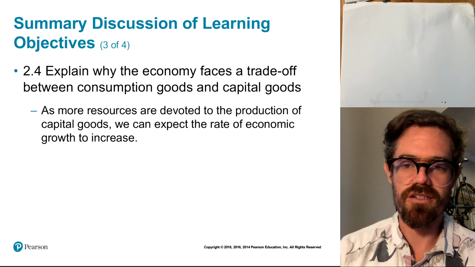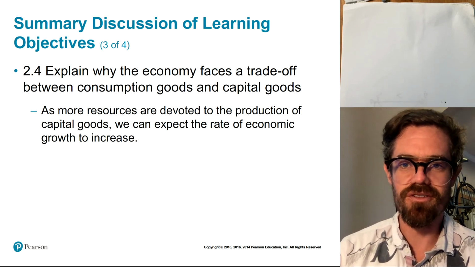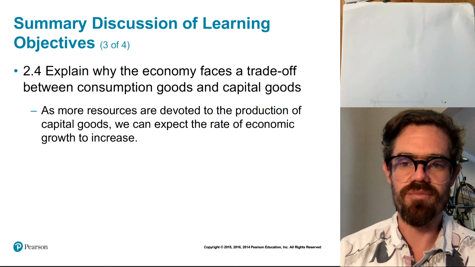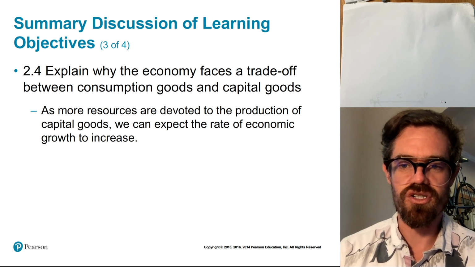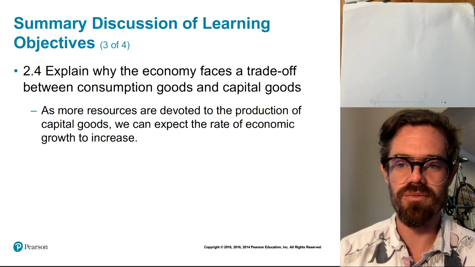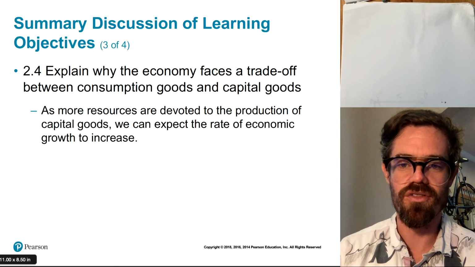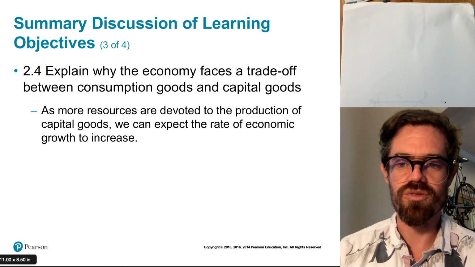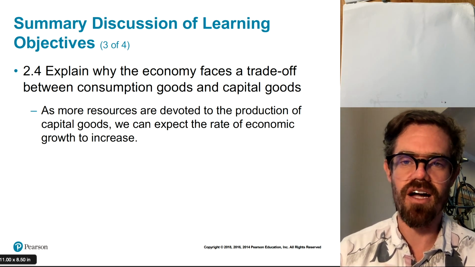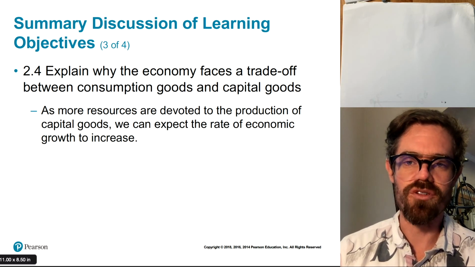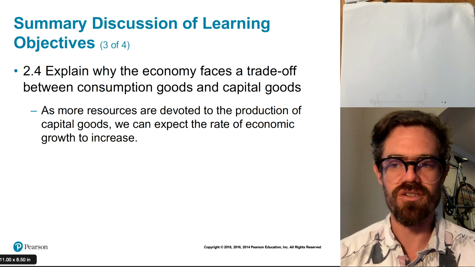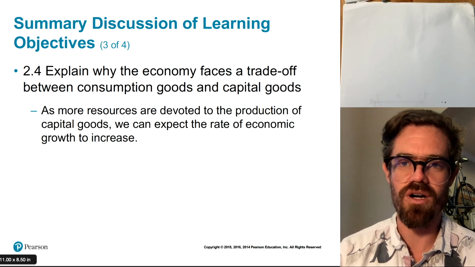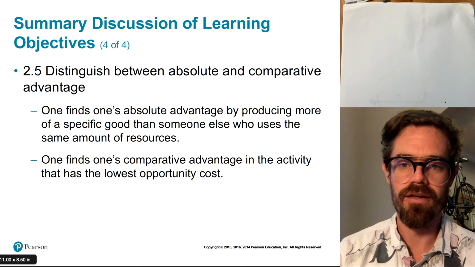In section 4, we talked about our particular use of our PPC model in looking at the trade-off between consumption today and future consumption, the production of capital goods for future consumption, and how that relates to economic growth. As we produce more capital goods, we can have higher economic growth in the future. But of course, producing more capital goods comes at the cost of producing consumption goods. So we give up some consumption if we want higher economic growth in the future.